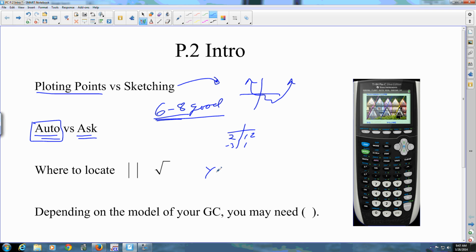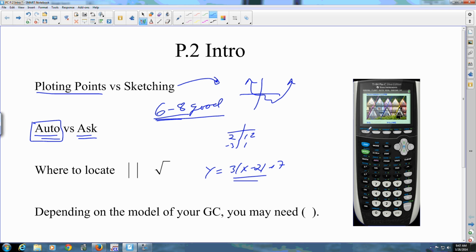You guys are going to be graphing stuff like 3 absolute value x minus 2 plus 7, something like that. To get the absolute value bars, the fastest way to get it is second catalog, and that's going to be the very first thing that pops up. And then you just hit enter and it pulls it in.